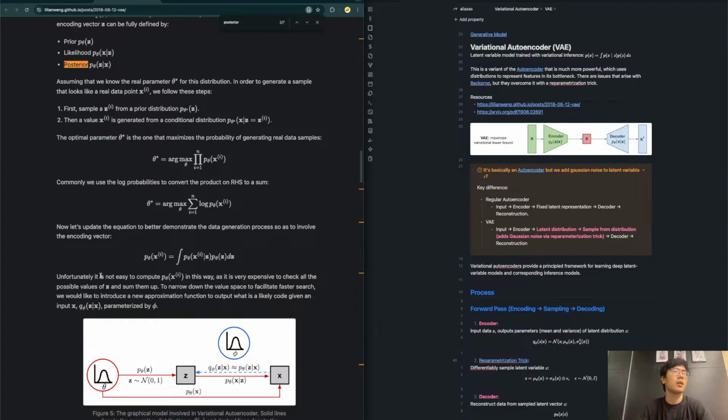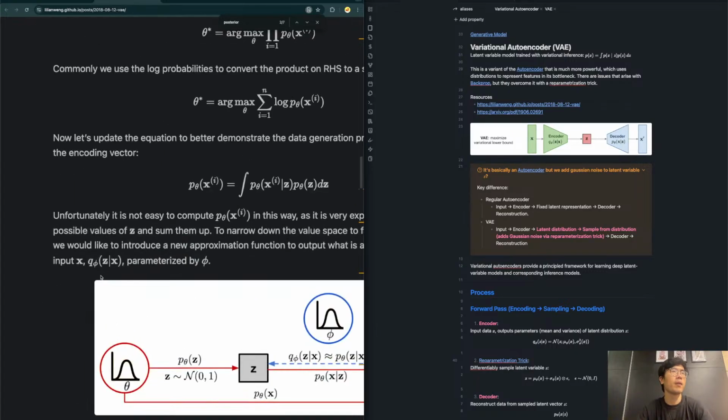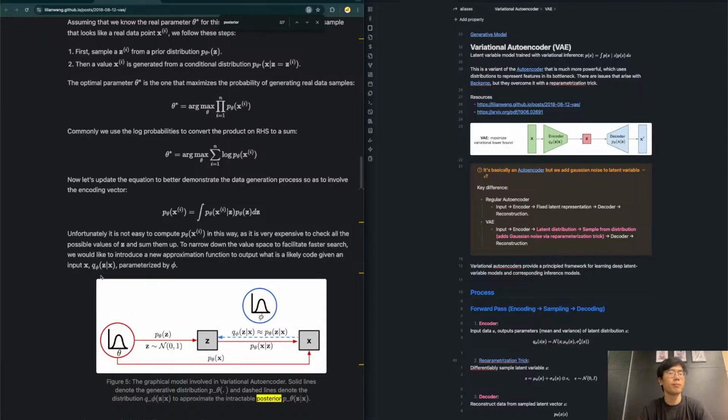I guess if it's a Gaussian, you know the PDF. So when they say it's not easy to compute p of data x this way, what do they mean? It's very expensive to check all possible values of z and sum them up, right? Like, what is the latent representation given input parameters?